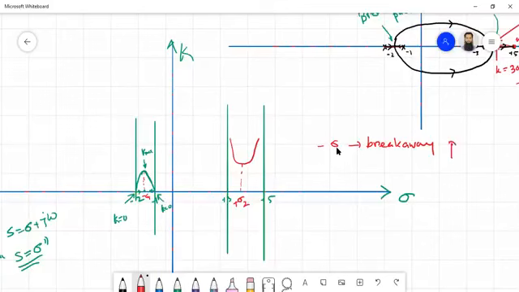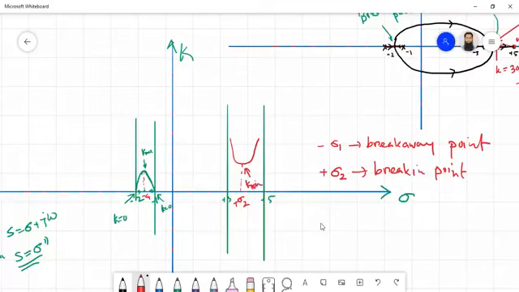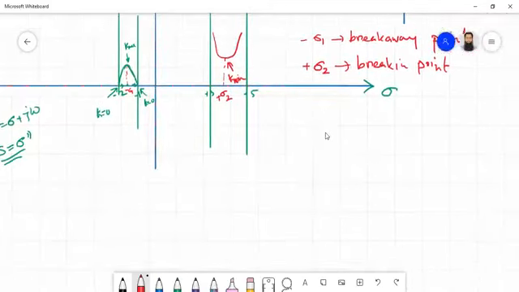Breakaway point. And plus sigma 2 in this particular case is actually our break-in point. So the bottom line is we have to figure out the maximum and the minimum value of K. So this is K minimum. Okay, so we already know the formula for K.